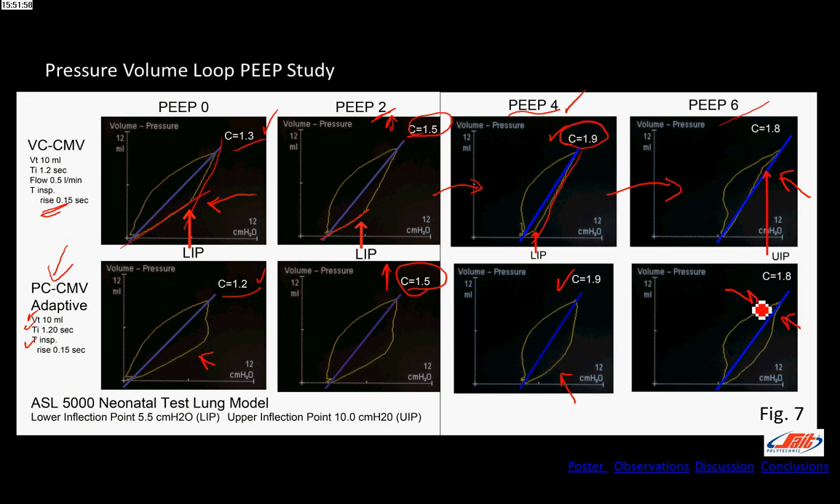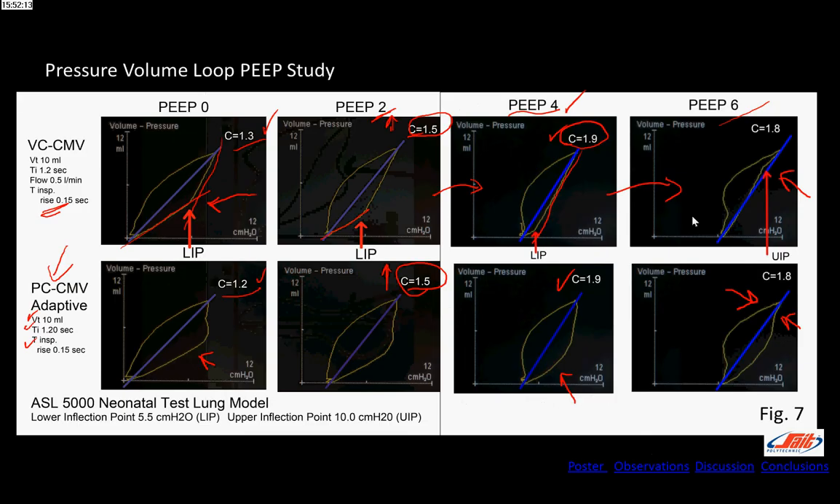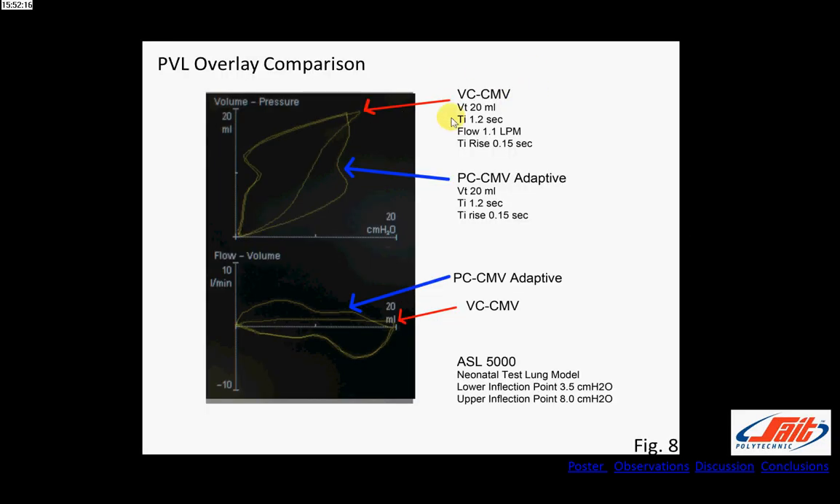That's why I think we can potentially see those upper inflection points. Unfortunately, this is not always true, as I'll show you in some other slides, but it may be true when you can see it like this. All right, so here's an overlay of volume control and my pressure control adaptive again, but in this case I've used quite large tidal volumes, and I just overlaid them so you can see the difference between the volume control volume pressure waveform loop and the pressure control volume pressure loop.